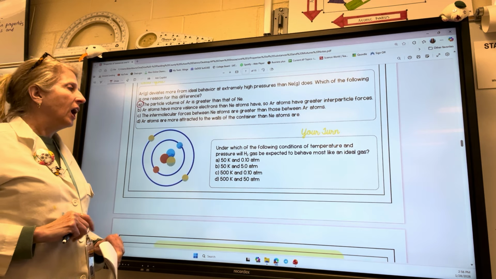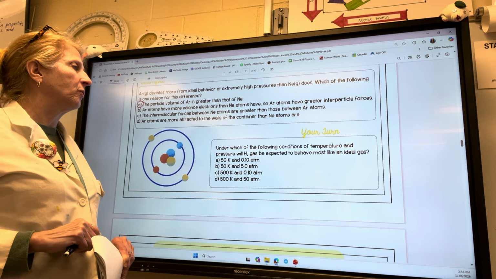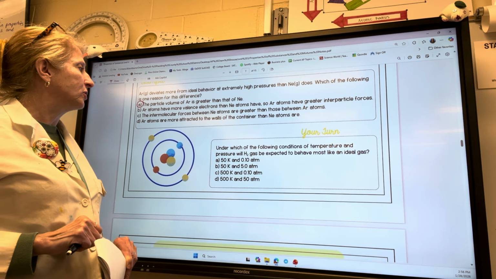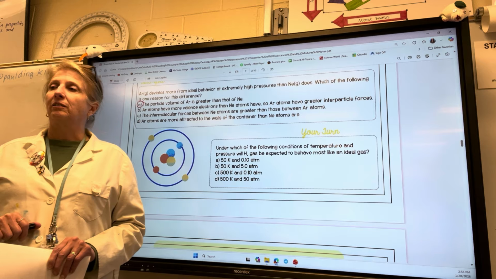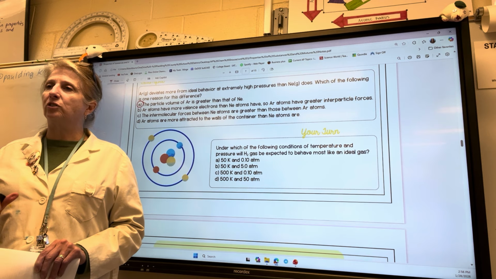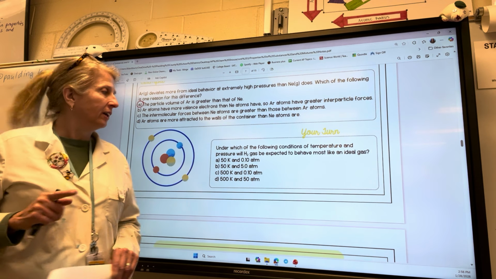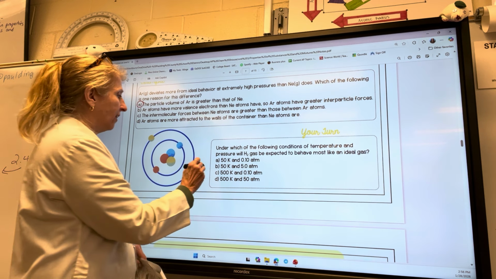Okay, number 2. Under which of the following conditions of temperature and pressure will hydrogen be expected to behave most like ideal? High temperature, low pressure, right? So that's C. Highest temperature, lowest pressure.